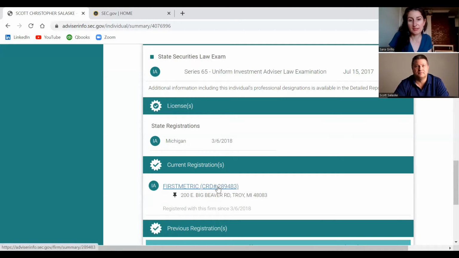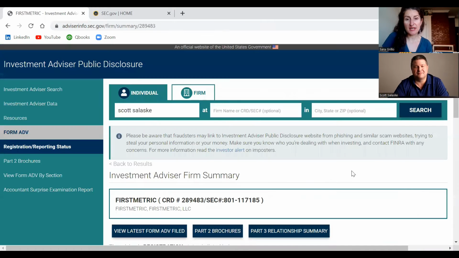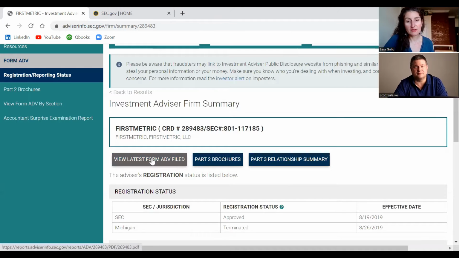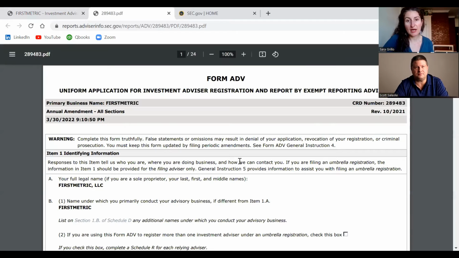All right. So after you look up the person and find out if they're a criminal or not, you want to look at the current registration that they have. And here's where you get into their form ADV. So when we look at this, the form ADV, how would you summarize that, Scott?